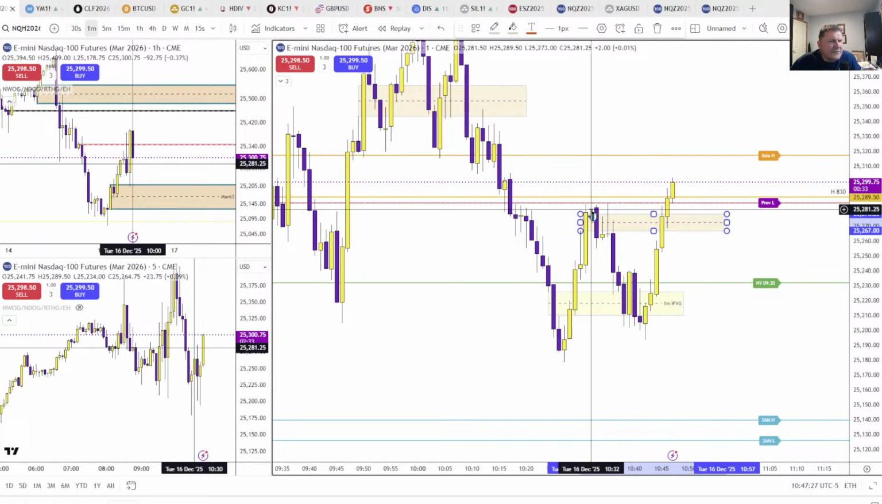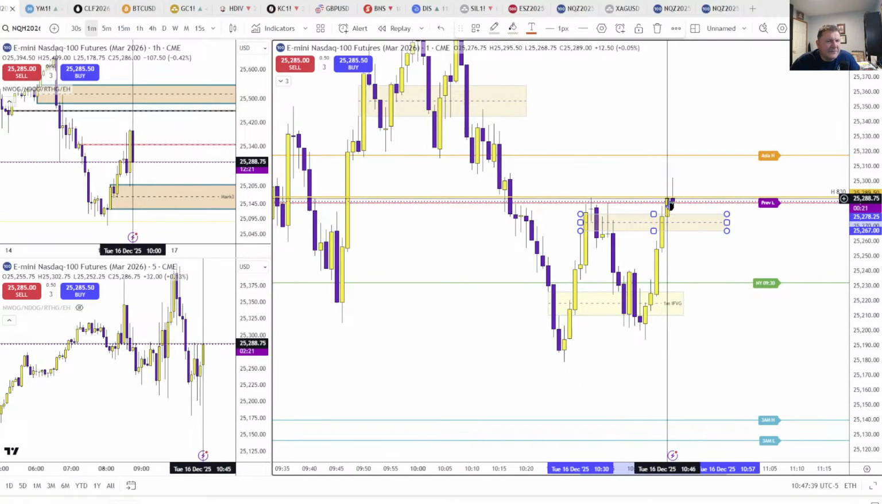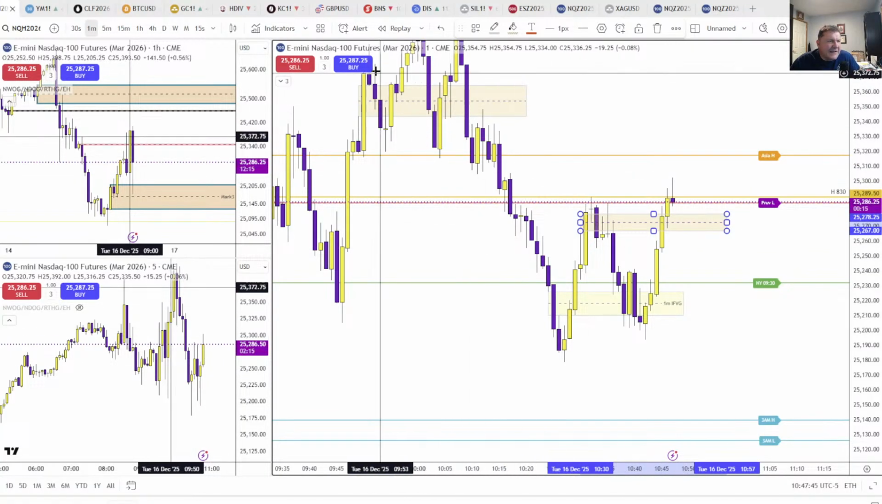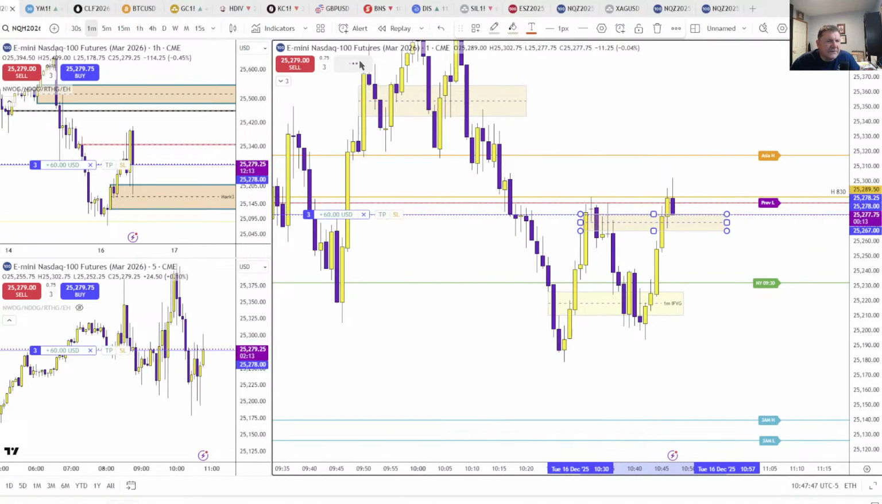Open 281.50, closes 281.50. So it's a bull candle. It is like a 0.5 of a bull candle. Now it's closed above it. Oh no, it's not. It's still sitting on it. Just come back and give that a tag and we'll go long there. Right there.